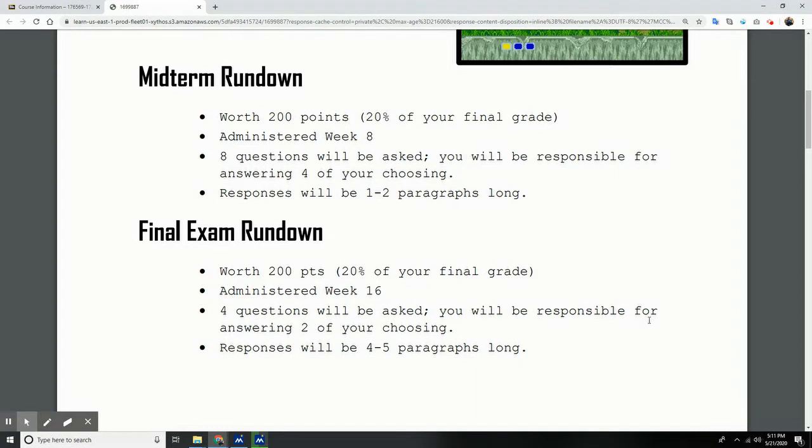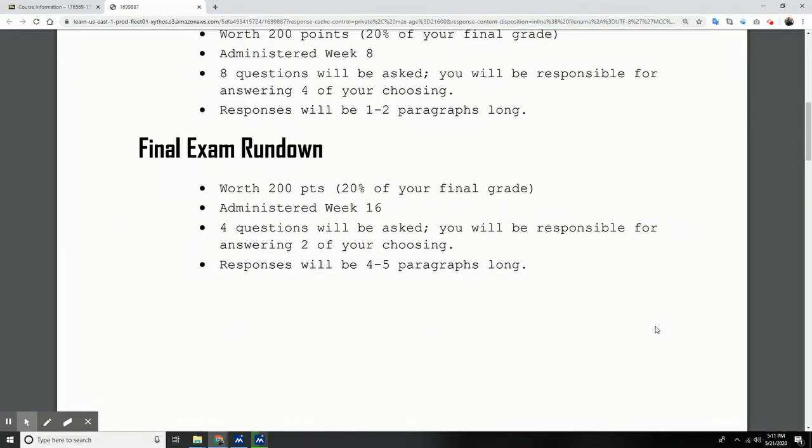Obviously 1 is good, 2 is great. If you could do more, it's even better. But the more you write, the more points I can give you. The less you write, there's less for me to work with. So keep that in mind. You don't want to go for the bare minimum if you can.